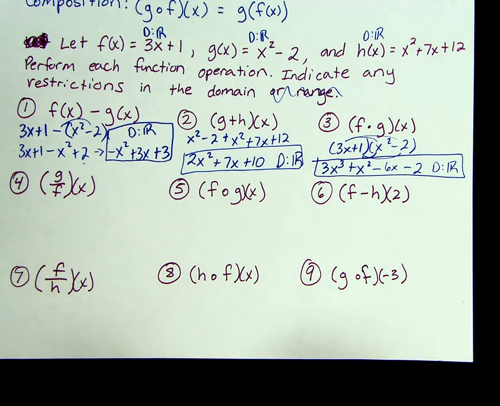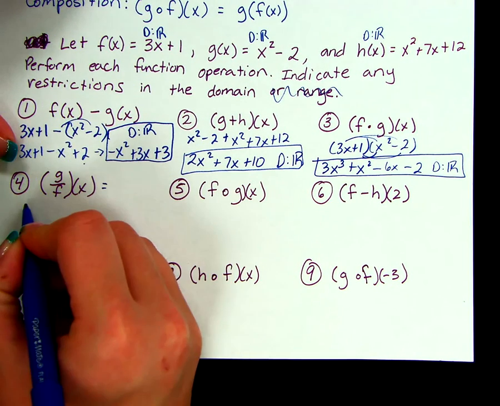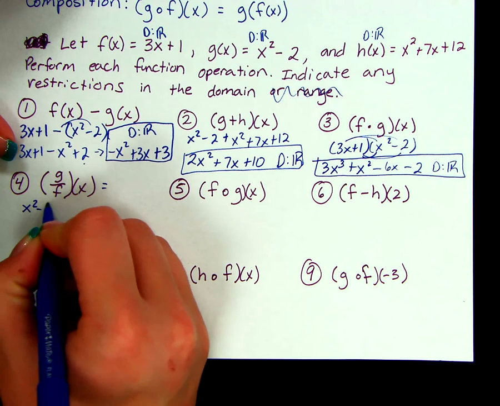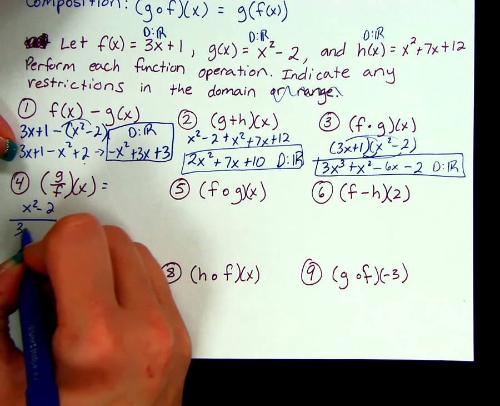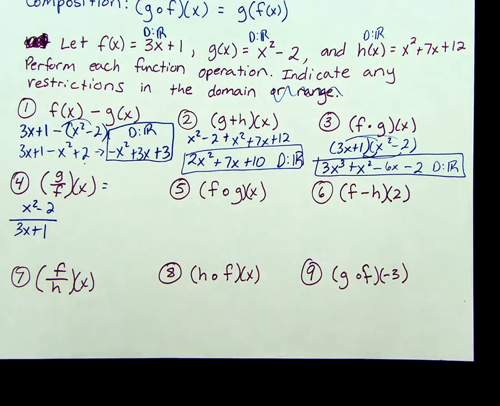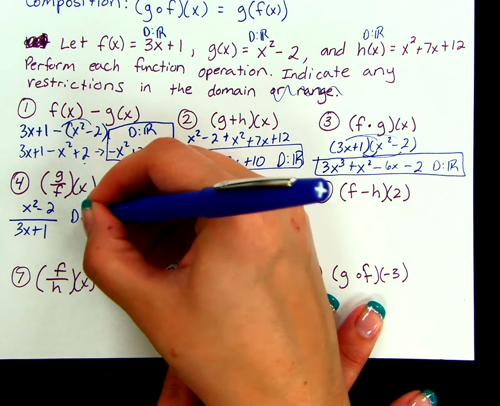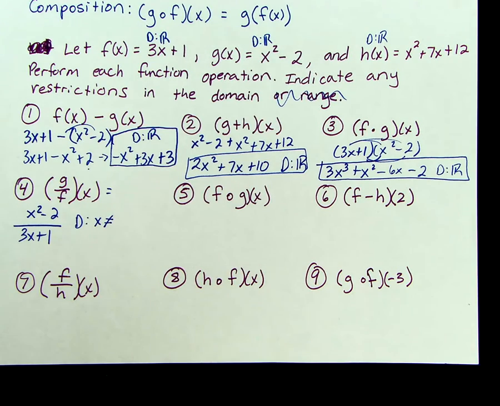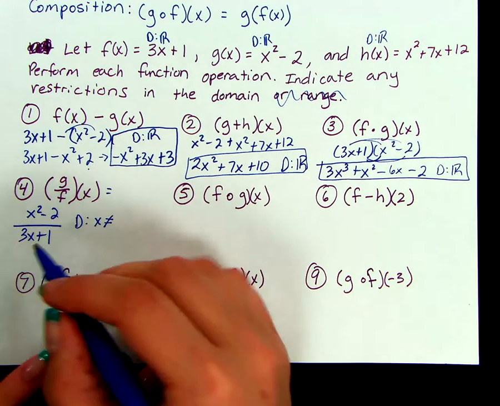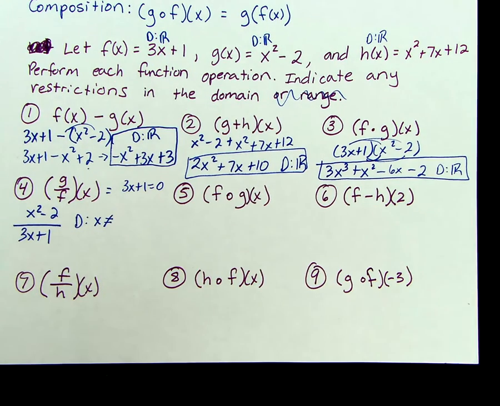All right, next one, we are doing division. So we have g of x over f of x. So this will be x squared minus 2 divided by f of x, so 3x plus 1. Now remember, for fractions, we're not allowed to divide by 0. So this time for our domain, we have to figure out what we can't substitute in for x. So to do that, we take whatever the denominator is, so 3x plus 1. We're going to set that equal to 0, and we're going to solve that.